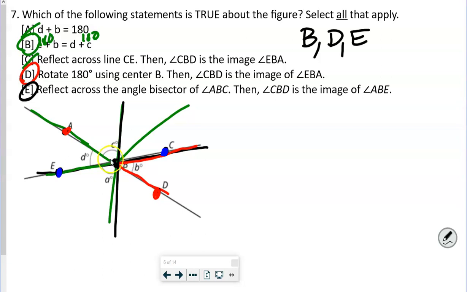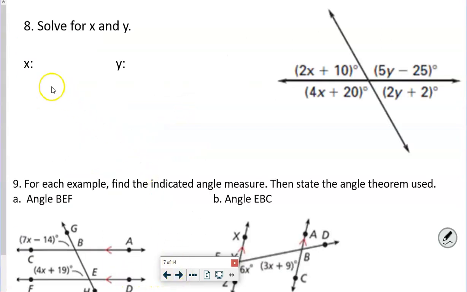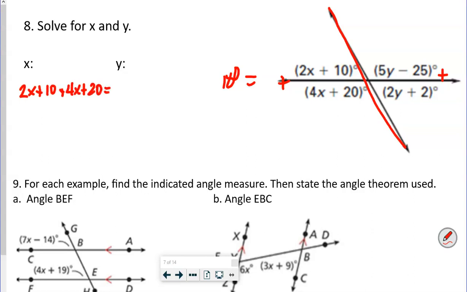So, number 8. Let's go on to number 8. Solve for x and y. So notice here that when we solve for x, that is a linear pair, so we can add these together and set them equal to 180, right? Same way over here, add those together, set them equal to 180. So that's what we're going to do. So we're going to do 2x plus 10 plus 4x plus 20, and that equals 180. So that's going to give us 6x plus 30 equals 180. We're going to subtract 30 from both sides. That's going to give us 6x equals 150. So x is equal to 25 here.